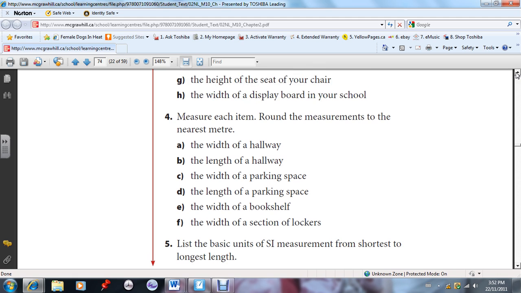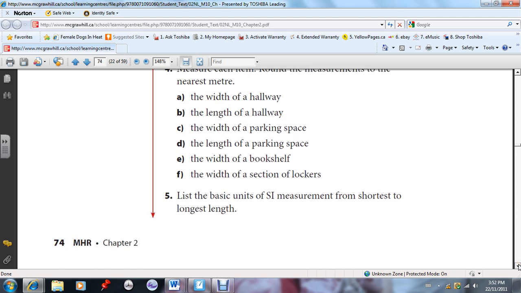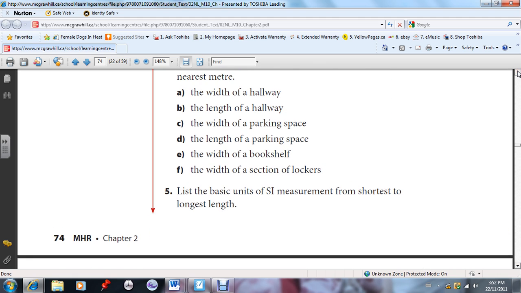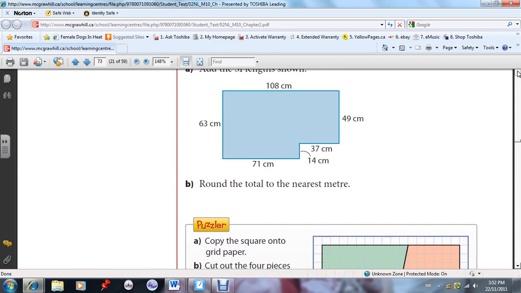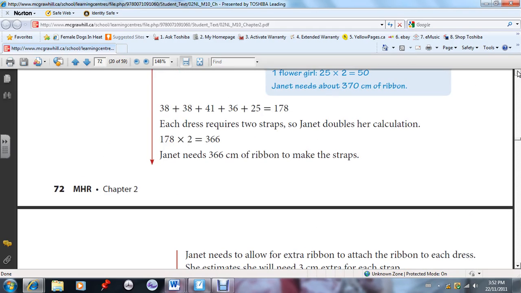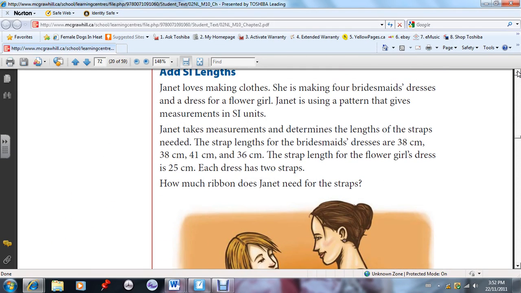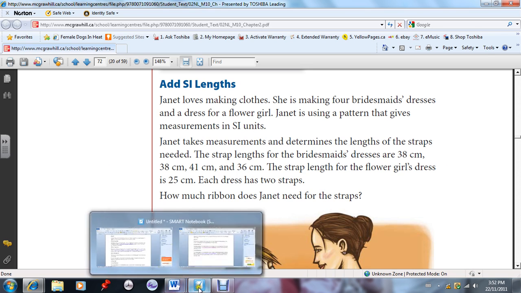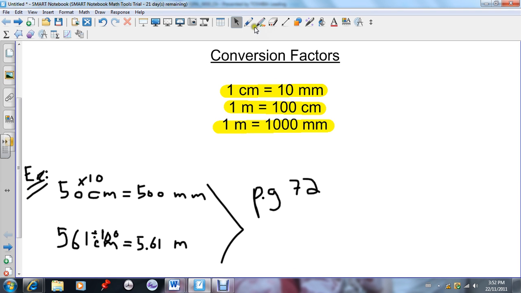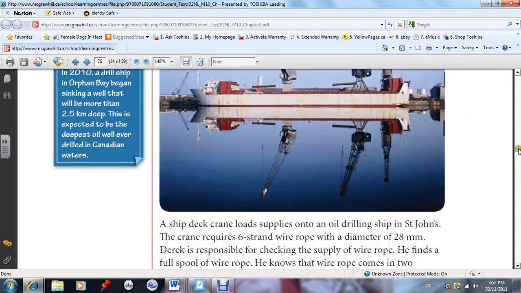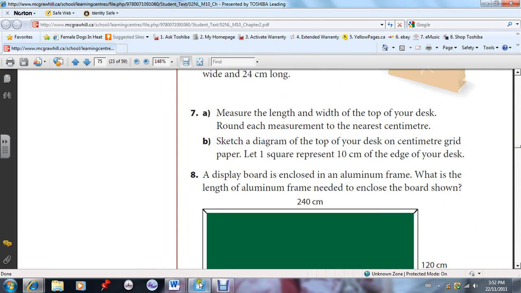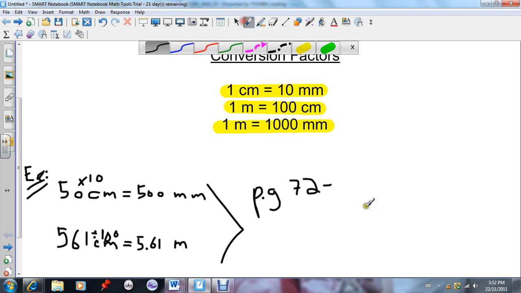Anyway, boys and girlies, do pages 74 and 75. As I said, we're looking at transferring between SI units of measure and working with SI units of measure. Don't forget to go through page 72 and 73, and you can do that together as a class. I want you to do from page 72 up to 75.